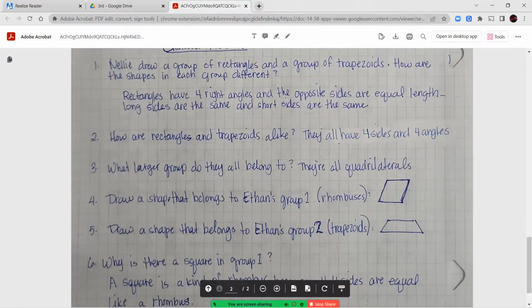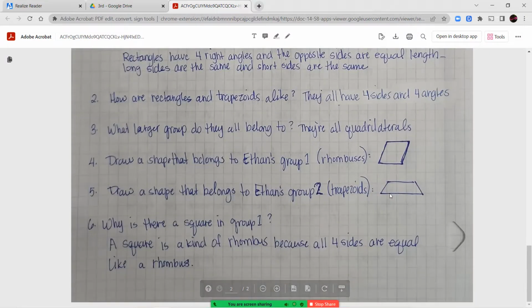Draw a shape that belongs to Ethan's group 1, which was the rhombuses. So I drew an example of a rhombus here. You could have also drawn a square to put in there. For number 5, draw a shape that belongs to Ethan's group 2, which was trapezoids. So you could have just drawn another trapezoid. For number 6, why is there a square in group 1? Well, we know that a square is a special kind of rhombus because all 4 sides are equal, like a rhombus.